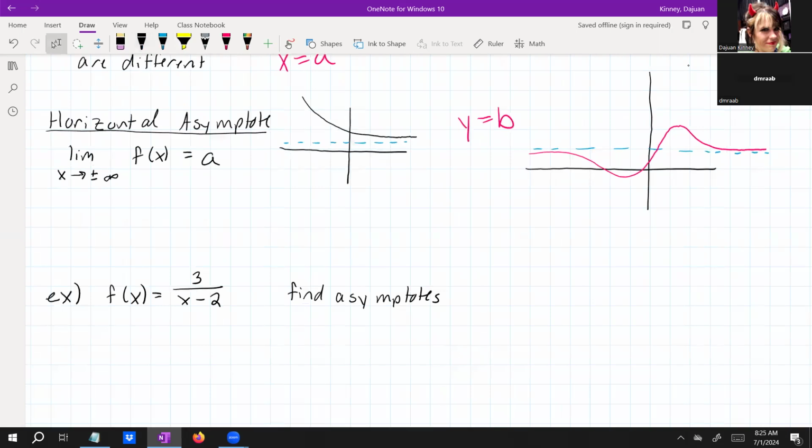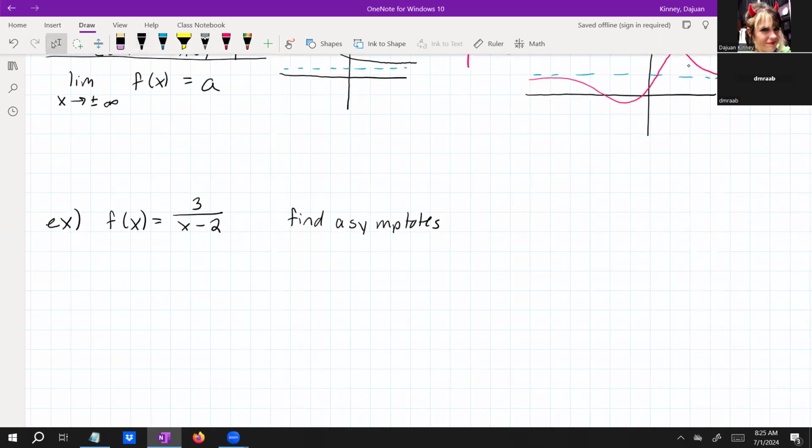For this example, we're going to find the vertical and horizontal asymptotes. So VA for vertical asymptote. If you look at our function here, vertical asymptotes are typically about your denominator. So I have an issue at x equals 2. So the limit as x approaches 2 of 3 over x minus 2. How do we want to handle this? Well, let's plug in values that are close to it.